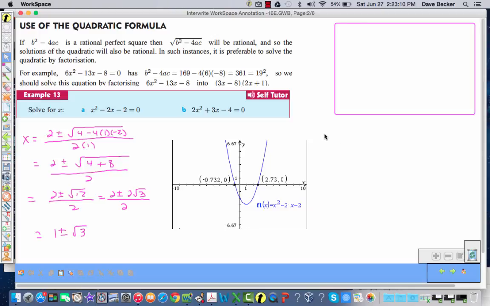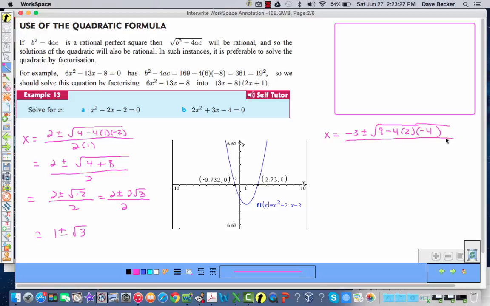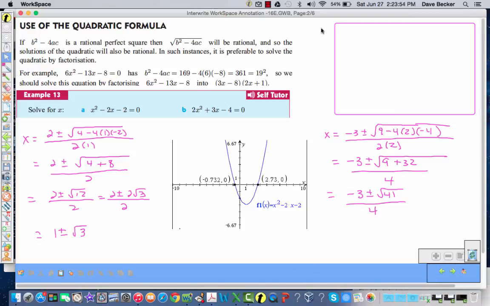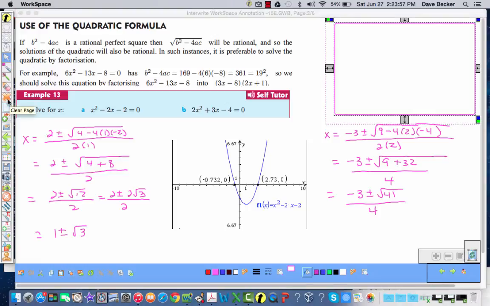For the next one, part B, x is going to be equal to negative 3 plus or minus the square root of 3 squared, which is 9, minus 4 times a times c, all over 2 times a, or 2 times 2. So that would be negative 3 plus or minus the square root of 9 plus 32, all over 4, which is negative 3 plus or minus root 41 over 4. Root 41 can't be simplified. So those are our two roots, and graphically it's going to look like this.